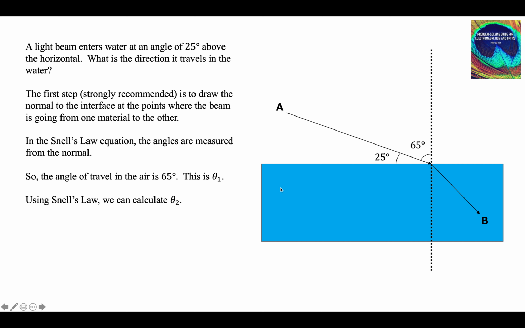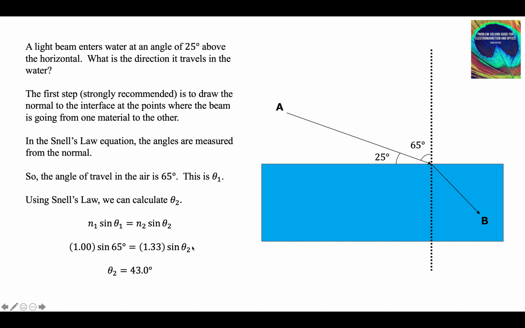We can calculate theta 2. N1 sine theta 1 is N2 sine theta 2. Make sure this is the index of refraction and that is the material. That's the angle of travel in that material. Make sure N1 and theta 1 are the same material. N2, theta 2, the same material. There's the air, 1. There's the angle of travel in the air. There's the index of refraction of the water. That's the angle of travel in the water.